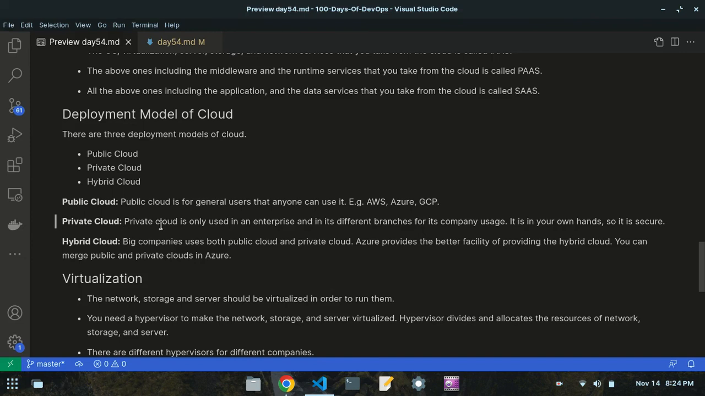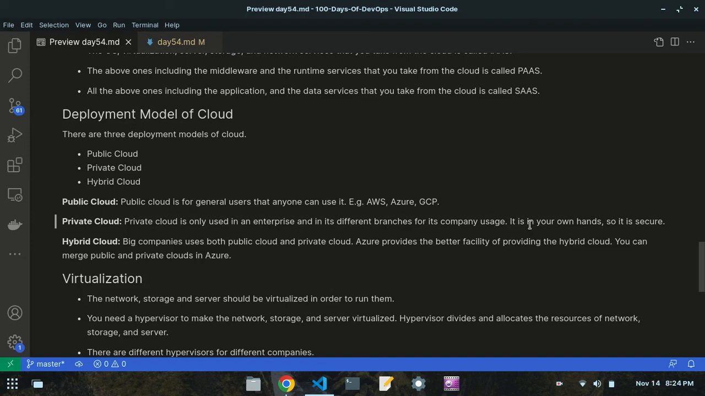It means that the private cloud is only used in an enterprise and its different branches for its company usage only. Alright, so if a company has installed some kind of cloud in its own house, on premises, then it will be called the private cloud. Because it is not accessible to another company or enterprise, it is only allowed in the company that has installed it and is using it.